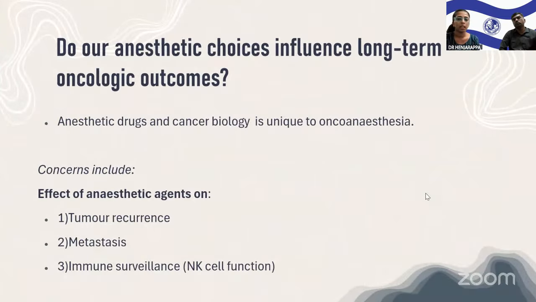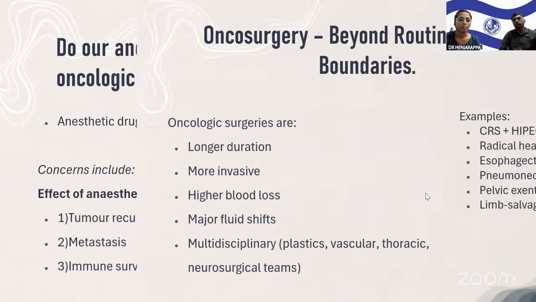And in routine anesthesia, we won't worry about the long-term outcomes of anesthetic agents. But in oncoanesthesia, the concerns are there: the effects of anesthetic agents on tumor recurrence, metastasis, and immune surveillance, mainly the natural killer cell functions.